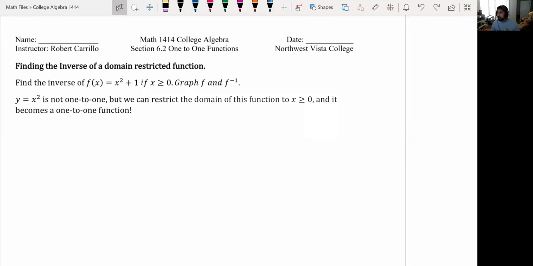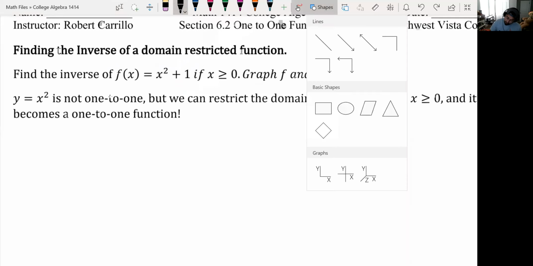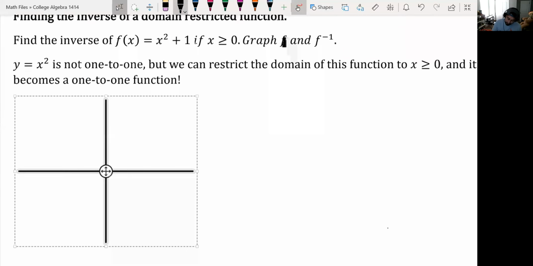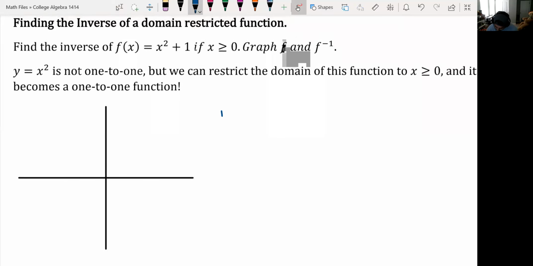So let's check that out before we even try to find the inverse. Okay, so here's my x squared. I'll draw my little graph. There we go. All right, and x squared plus 1, so let's see.